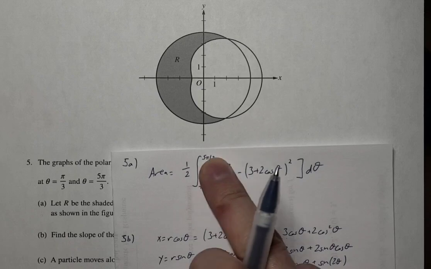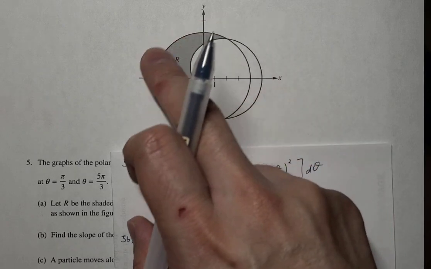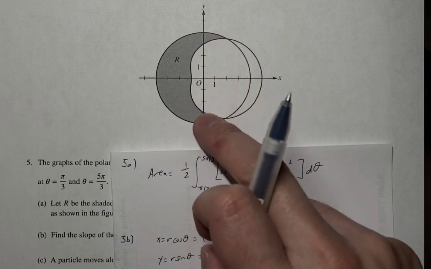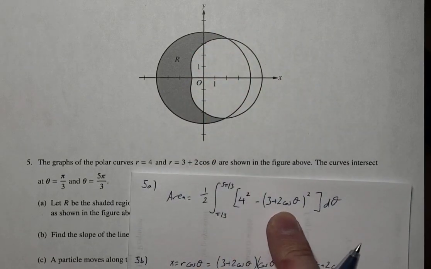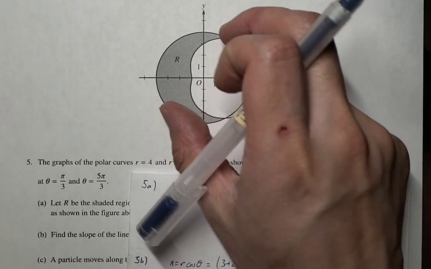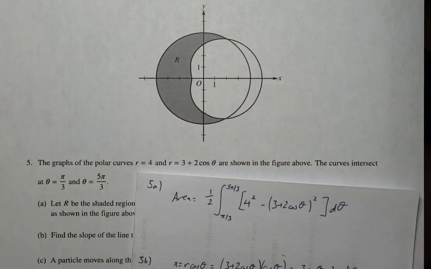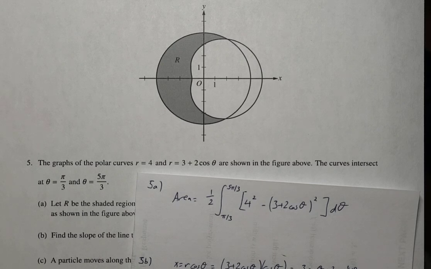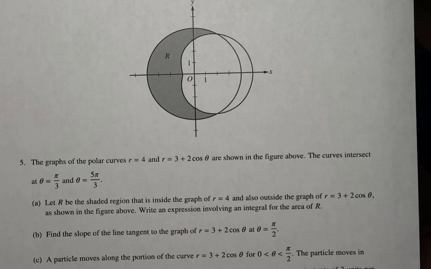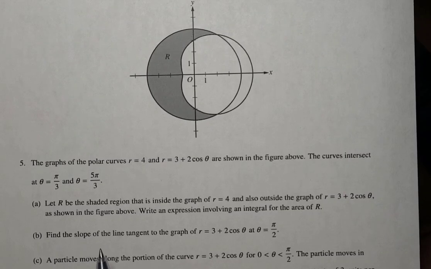Half integral from pi over 3 to 5 pi over 3, the outer one, 4 squared, minus the inner one, which is 3 plus 2 cosine theta quantity squared. You think of it as subtracting areas, kind of like the upper curve minus the lower curve for non-polar curves. Similar idea. So we wrote the expression, and that's good enough. We know how to solve it, and we probably don't want to solve it.